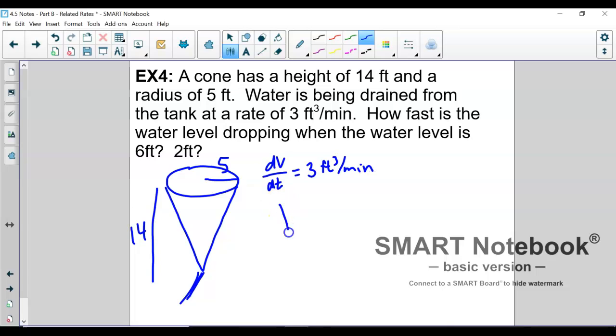So we're going to do like we did on the last problem. We're going to start with our volume formula, which is going to be 1/3 pi r squared times height. When we're talking about what the water level is, we're talking about the height of that water level, this h right here. And as I said before, the height and the radius are both changing as the water level drops. Since we're talking about how fast the water level is dropping, that's our h, we need this in terms of h.